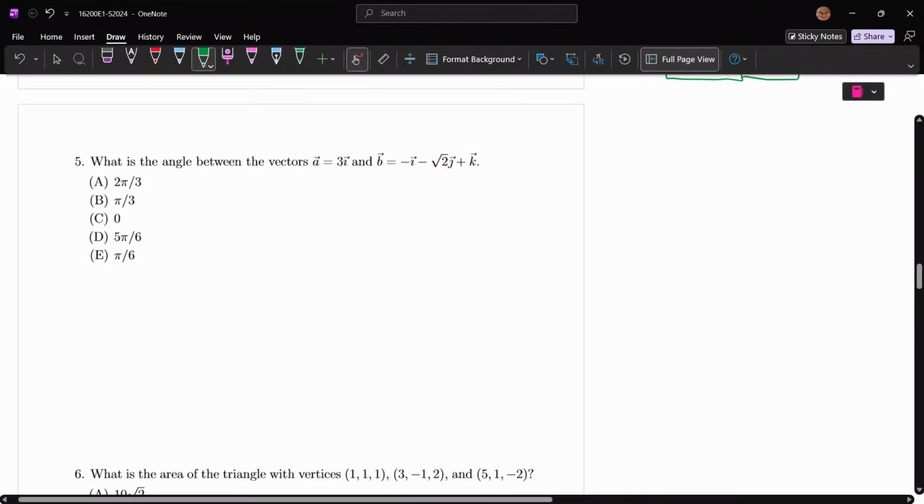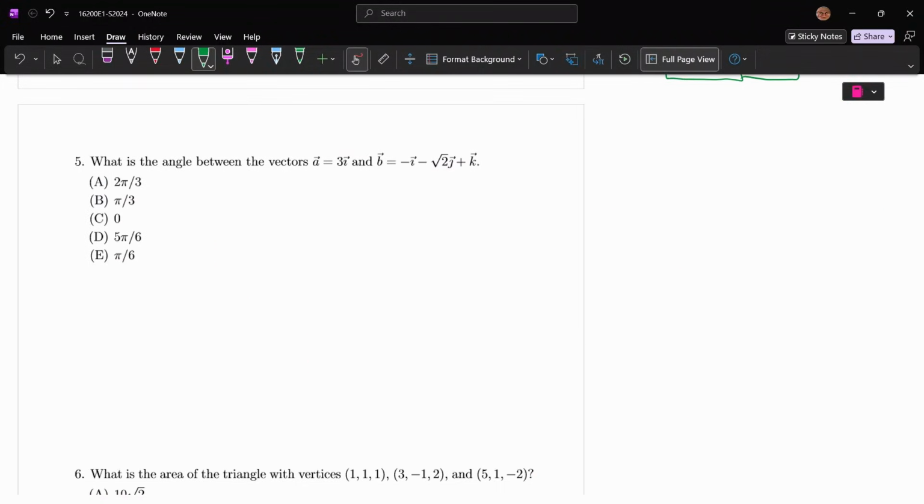All right, what is the angle between the vectors A and B? A is equal to 3i, and B is equal to negative i minus root 2 j plus k. Since we're dealing with vectors and it's asking us to find the angle between those two vectors, we can do that by deriving some equations from relationships between vectors and trigonometric functions.